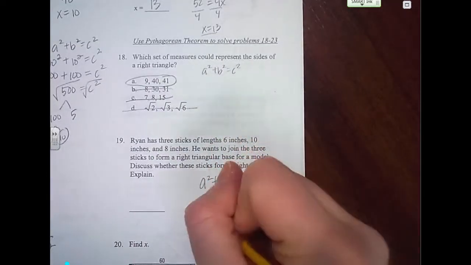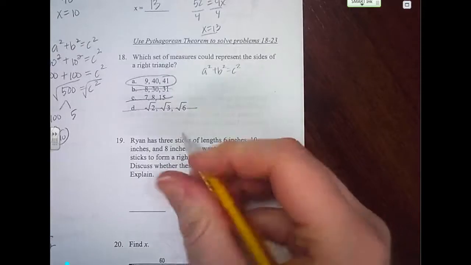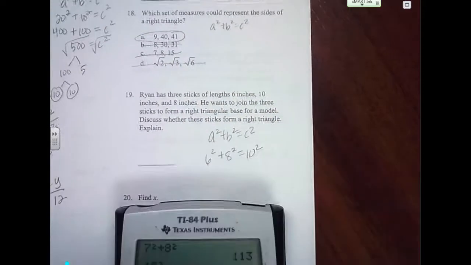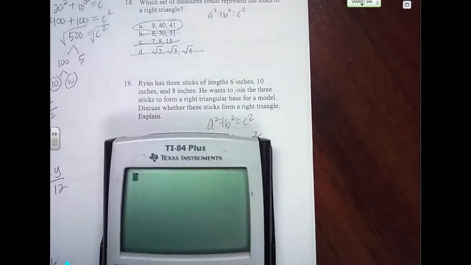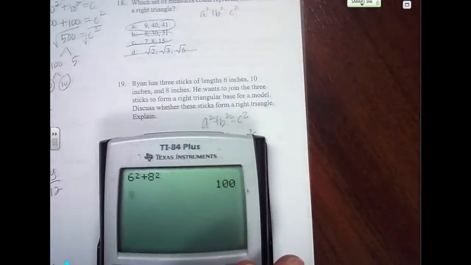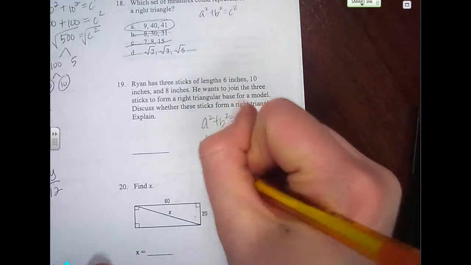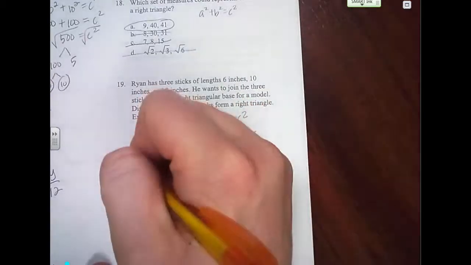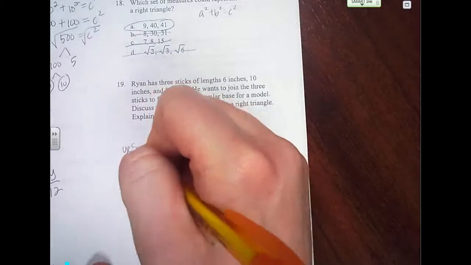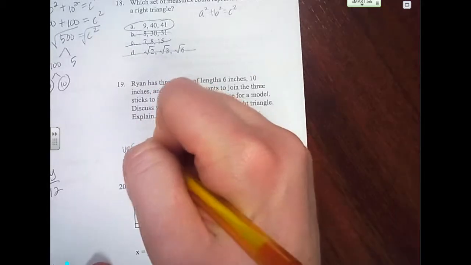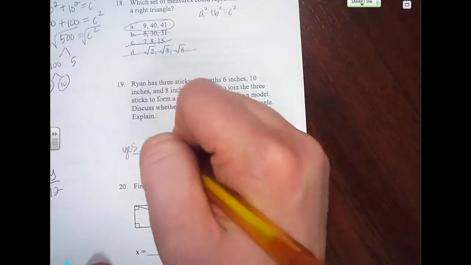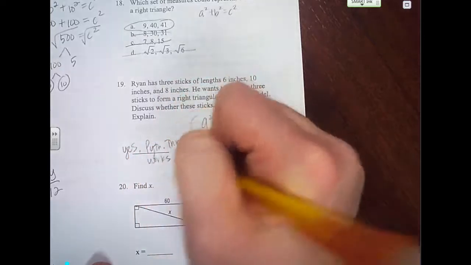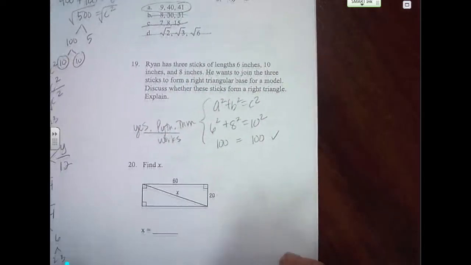Check it in here. So 6 squared plus, now I have to put the 8 here because the biggest one is 10. So I would do 6 squared plus 8 squared is 100, and 10 squared is also 100, so that works. So we could say yes, and you could say Pythagorean theorem works or something like that. But definitely make sure you show your work here and how you got that they work or not.